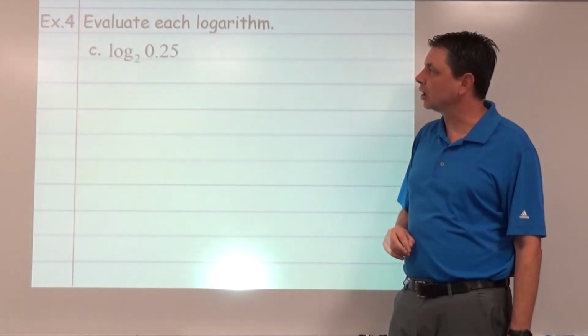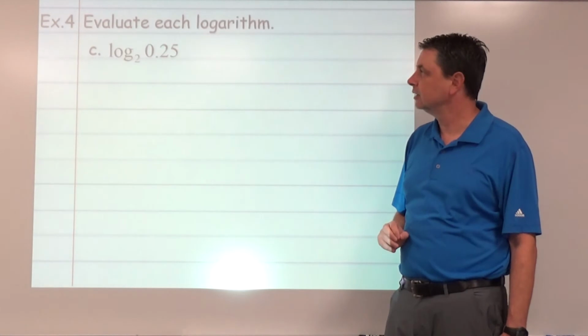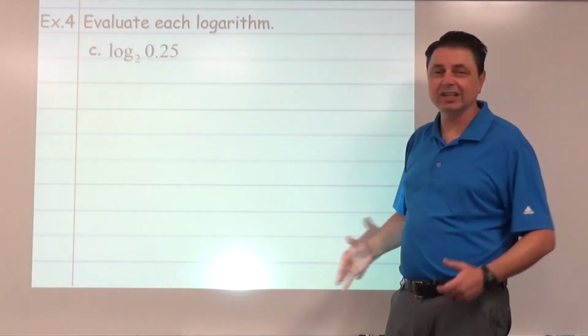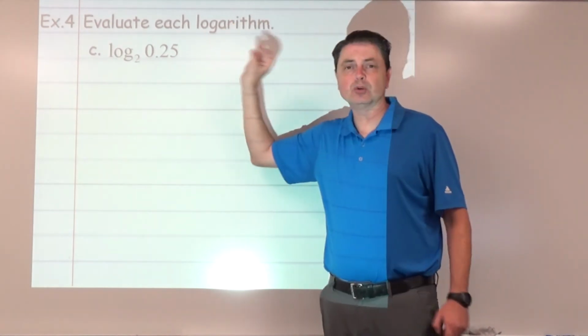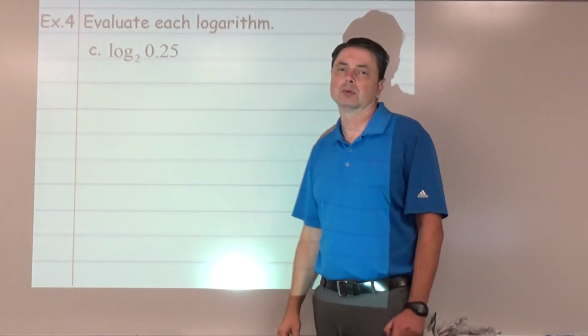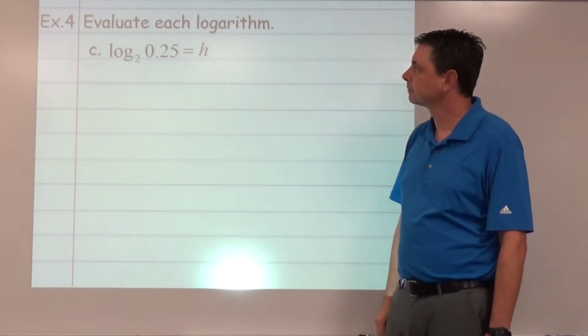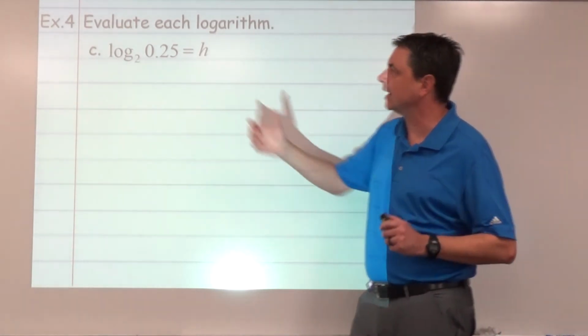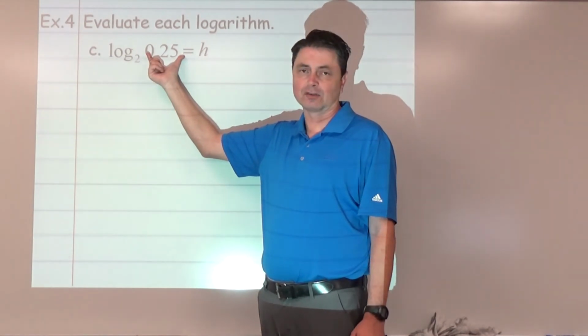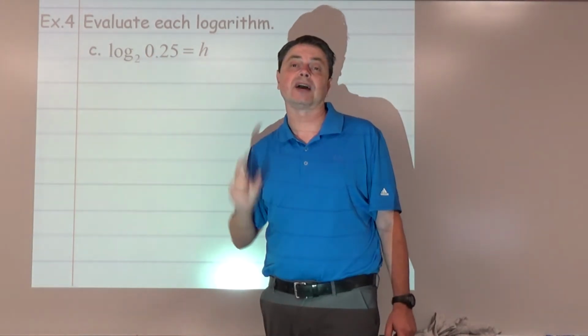Example 4, part C. Ooh, this one looks tricky. So let's talk about it. Part C, let's go through those same steps. Step 1, set it equal to some variable. You pick the variable. Now we're going to rewrite it. But on this one, when we do rewrite it, the decimal is not our friend. So we want to turn that into a fraction.